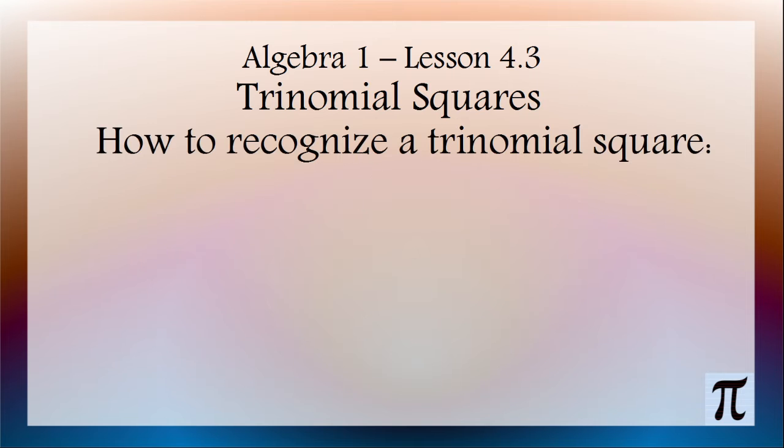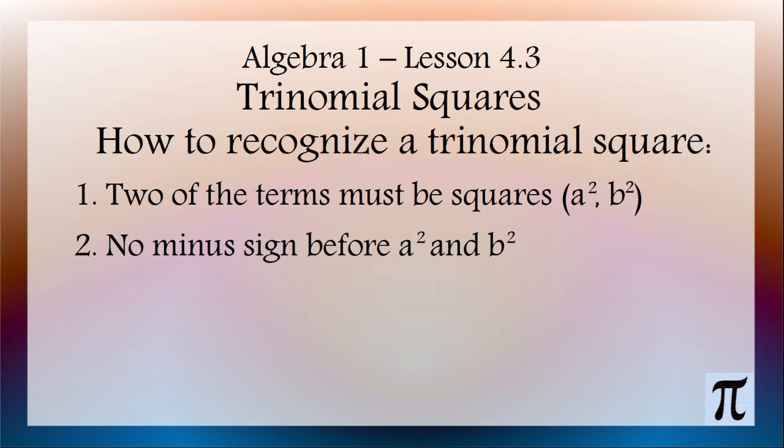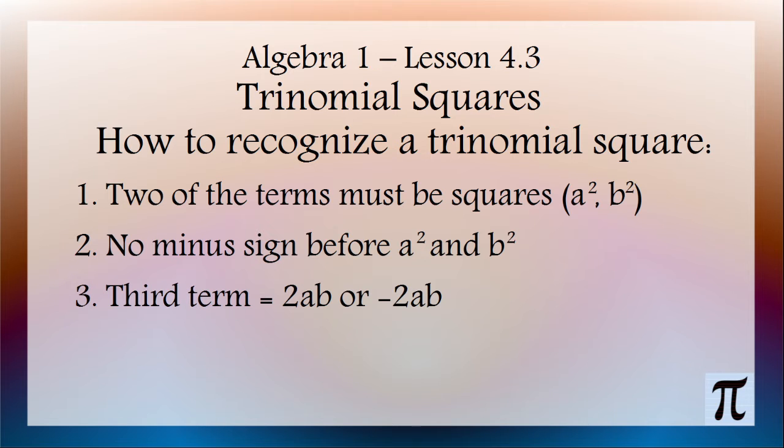So how do we recognize a polynomial as being a trinomial square? There are three different rules that we need to follow. First, two of the terms must be squares. And we're calling these a squared and b squared. Two terms must be something that is squared. Secondly, there must be no minus sign before those same two terms. And finally, the third term must equal 2 times a times b or the negative 2 times a times b.